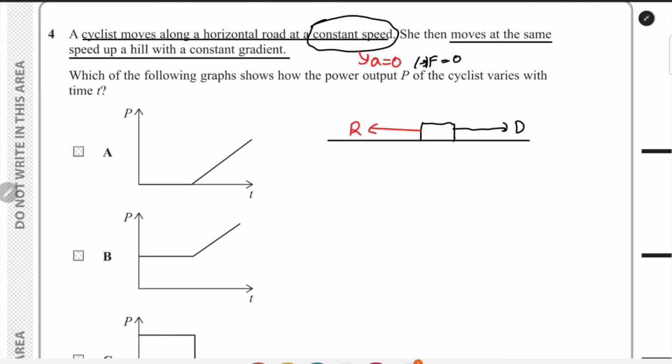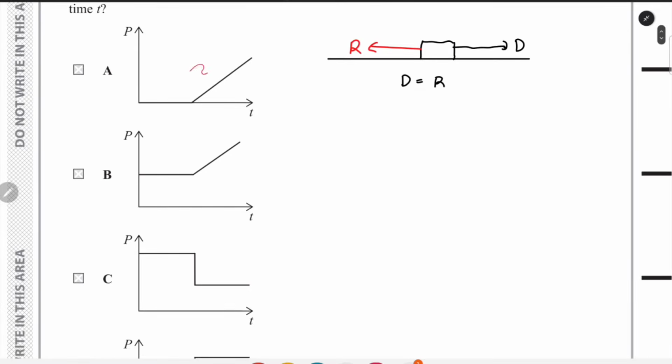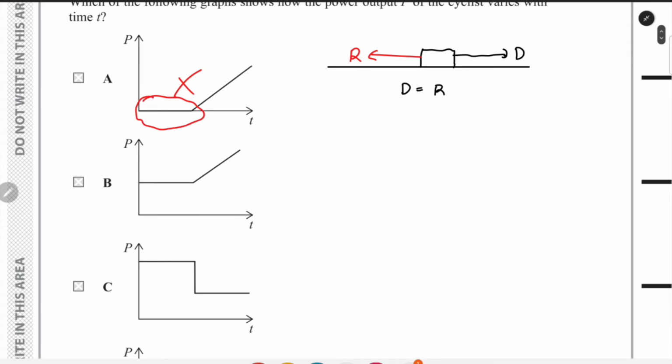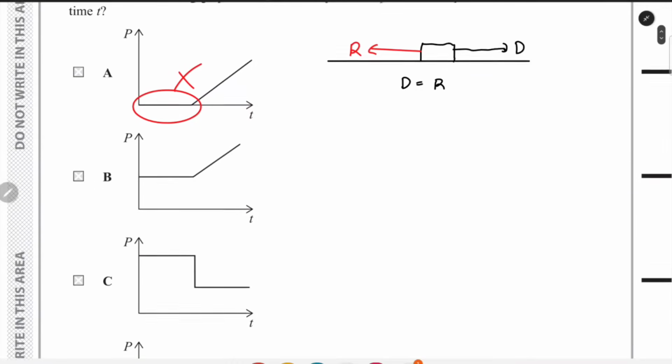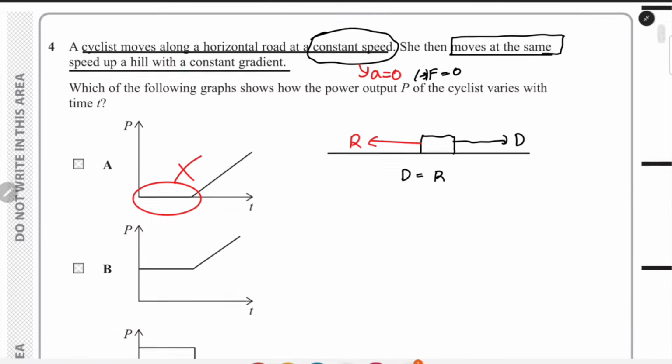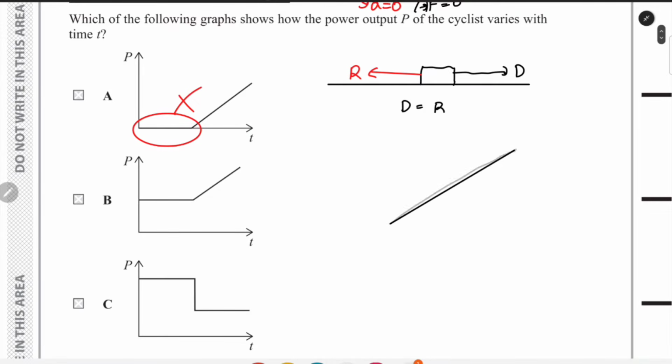So if the driving force is D, D equals R. So this option over here is out because we have a non-zero power over here. We need some power to overcome the resistive forces. Now we are told that she moves at the same speed up a hill. So something like this.